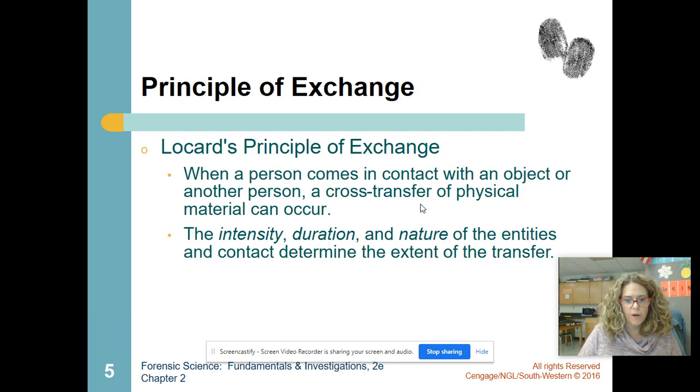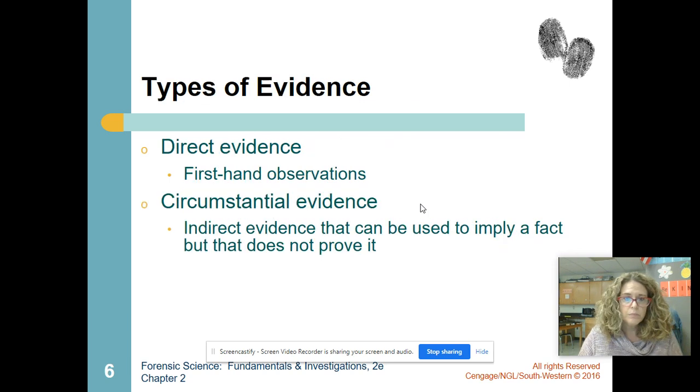All right, so the most important part of this unit is the Locard's exchange principle. That means that whenever you come in contact with someone or an object, you're leaving a trace of you behind. Whether it's a fiber or a hair or a fingerprint, there's always going to be something left behind. And the intensity and the duration and the nature of that interaction is going to determine the amount of substance left behind. Like in a scuffle, or at a fight, you're going to leave a lot more material behind, whether it be hair, fibers, and so on.